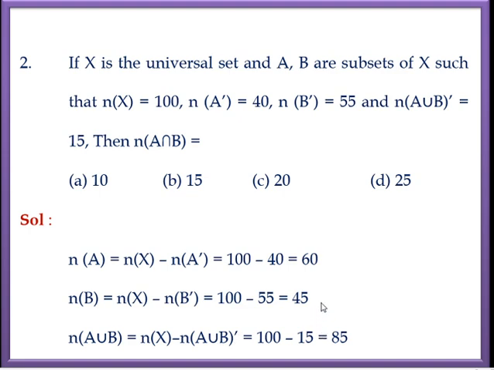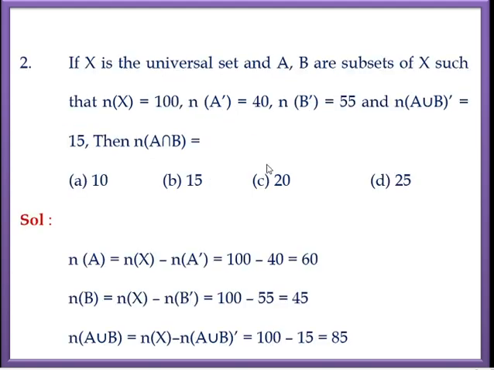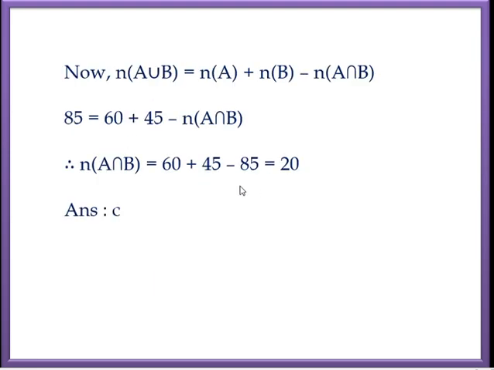Now, what is the addition formula? n of A union B is n of A plus n of B minus n of A intersection B. Out of these four, three values are known. In fact, we have obtained them. Substitute to get the fourth value, n of A intersection B, as 20. So it was given in option C. So C is the correct option.